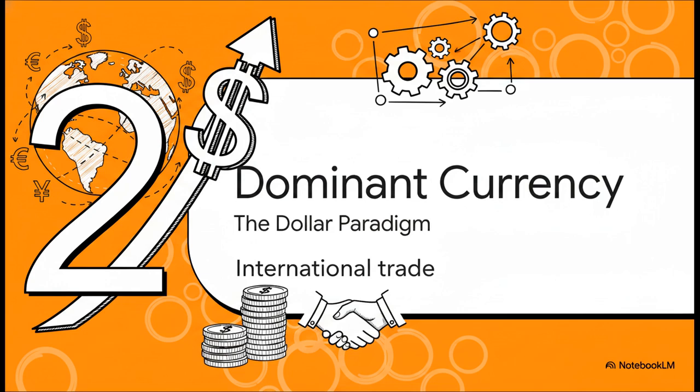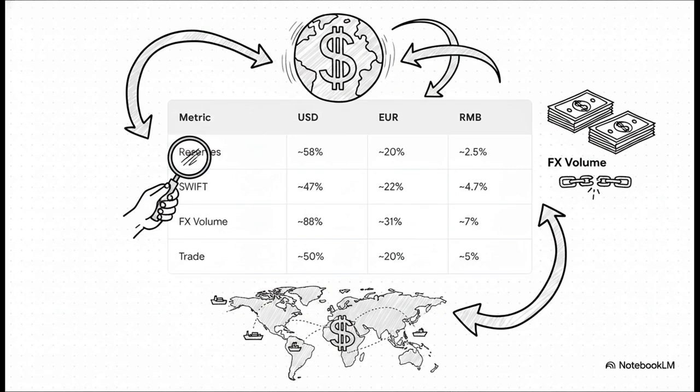Okay, moving right along to Section 2, the dominant currency paradigm. When we look at the hierarchy of currencies, the stark reality of the dollar's dominance just jumps right out at you. Get this. The United States accounts for only about 10% of global trade flows, yet the dollar acts as a vehicle currency on one side of roughly 88% of all foreign exchange transactions, and 50% of global trade is invoiced in US dollars. Think about that.